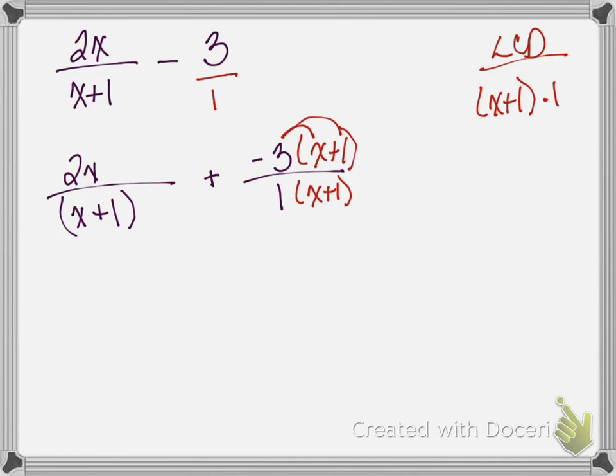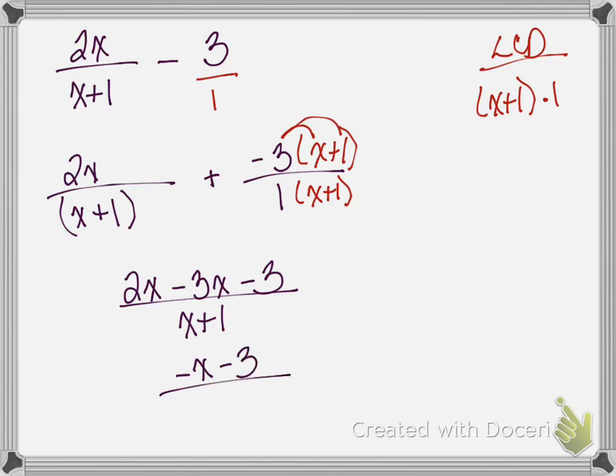Okay, so now I have x plus 1 as my denominator. So I have 2x minus 3x minus 3. What's 2x minus 3x? Negative x minus 3 over x plus 1. Okay, and that is our final answer right there.